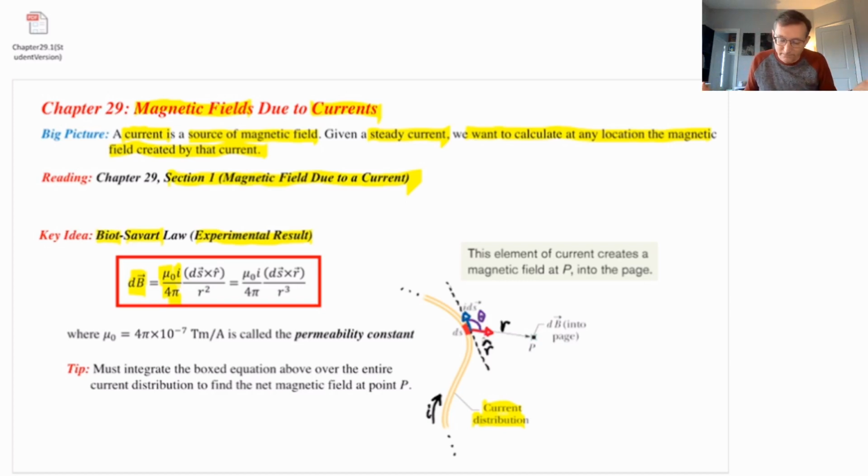And it has a name. So we might as well state the value in the name. This constant mu 0 has the value of 4 times pi times 10 to the minus 7. The units are Tesla times meter per ampere. And it is called the permeability constant. And it's going to show up now for the next several chapters.